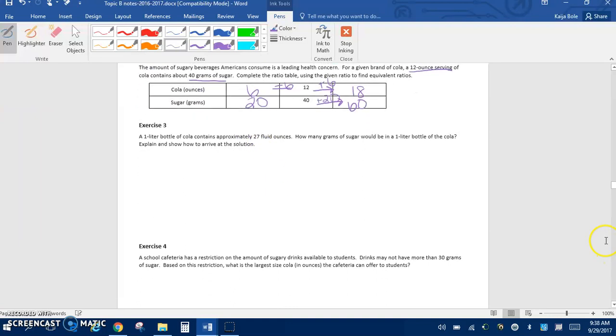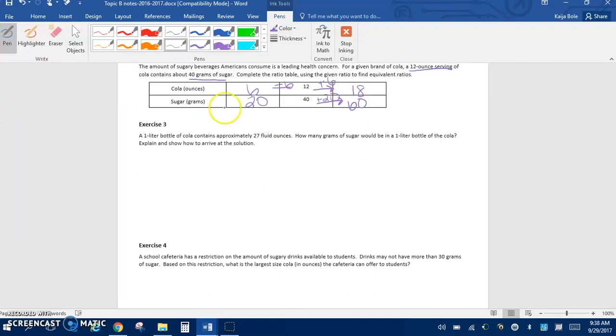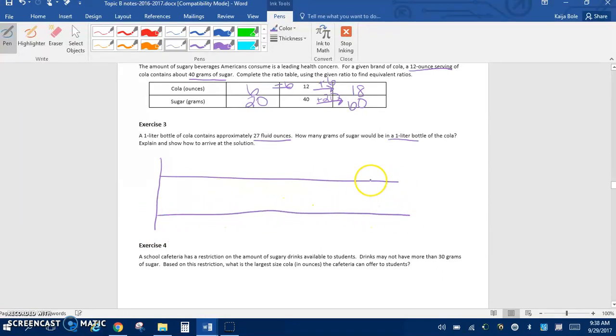Exercise 3 says a 1-liter bottle of cola contains approximately 27 fluid ounces. How many grams of sugar would be in a 1-liter bottle of the cola? Explain and show how you arrived at the solution. So we are going to draw our double number line. To draw a double number line, you start with a line here at the end, and then 2 lines coming out from it, all the way across. Hopefully I can draw straight lines.